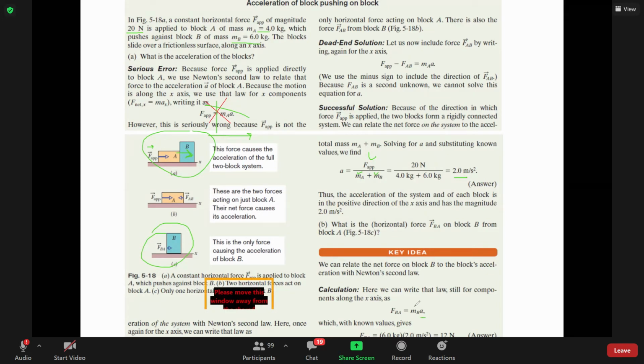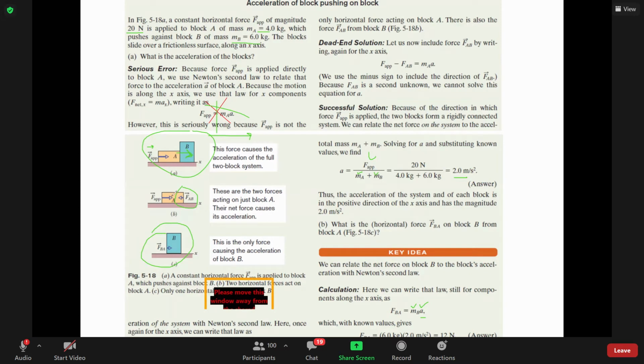I know the mass of B and I know the acceleration. So the answer is 12. 6 multiplied by 2, mass of B by the acceleration I found from the first step, is 12. Now, in order to check, we know that the FAB should equal the FBA, the force of contact, equal and opposite. Can you check for me that the force on A due to B, which is this force, is the same as force on B due to A?